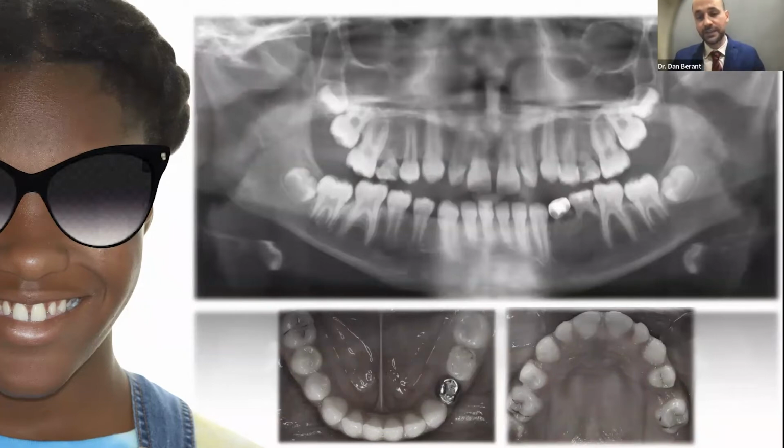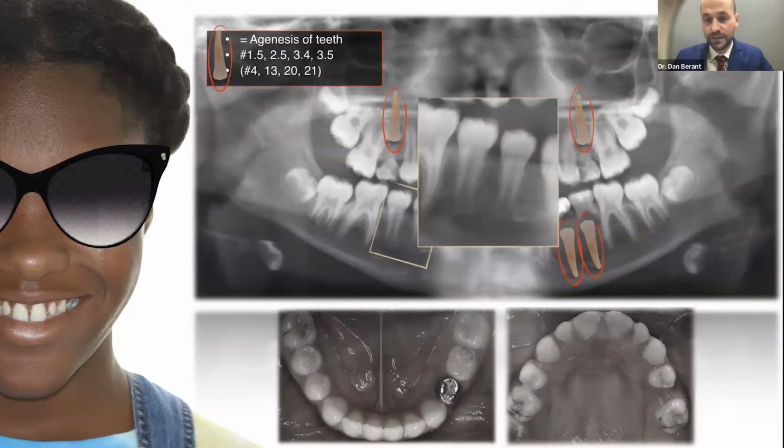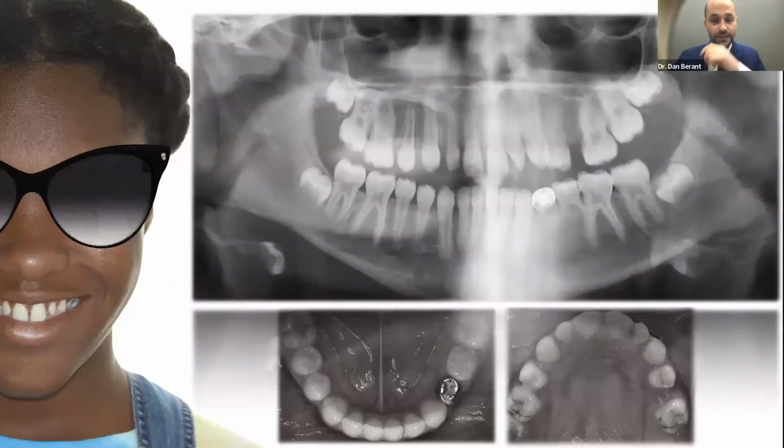And what we can see is that, in fact, this patient has agenesis of 4 teeth, essentially the second upper premolars and both lower left premolars. I want to draw your attention to this lower right segment where we can see that the root is not fully formed. Unfortunately, when she came to us, the roots of these 2 premolars were already formed.